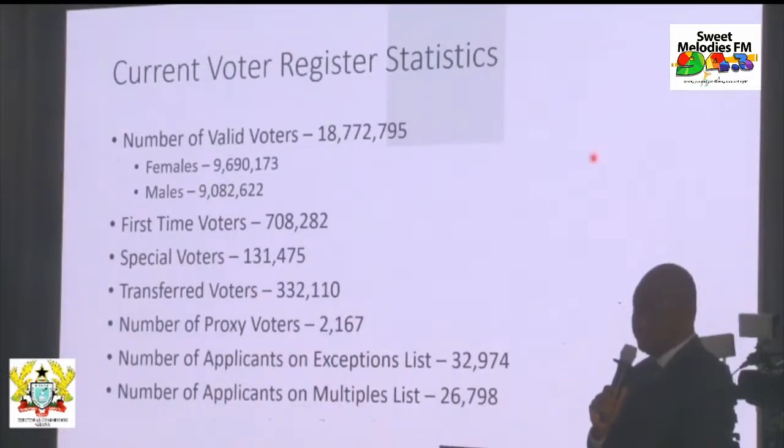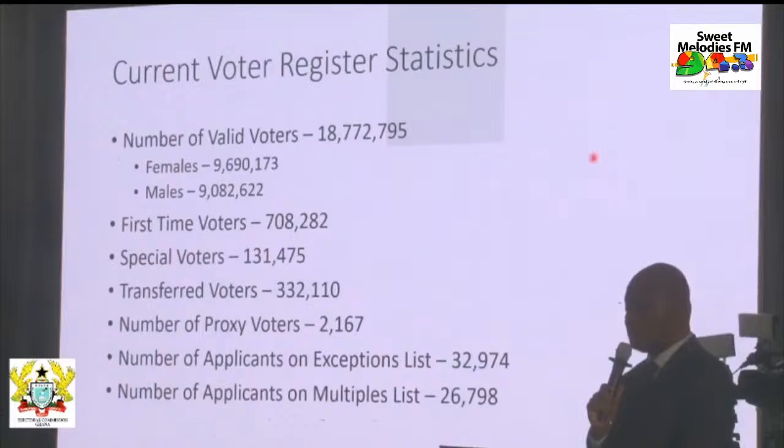So we'll share with you some current voter statistics, and these are statistics as at yesterday. The total number of valid voters are 18,772,795, constituting females 9,690,173, males 9,082,622. First-time voters, these are voters that are classified to be between the ages of 18 and 21, we have 708,282. People who registered for special voting amounted to 131,474.